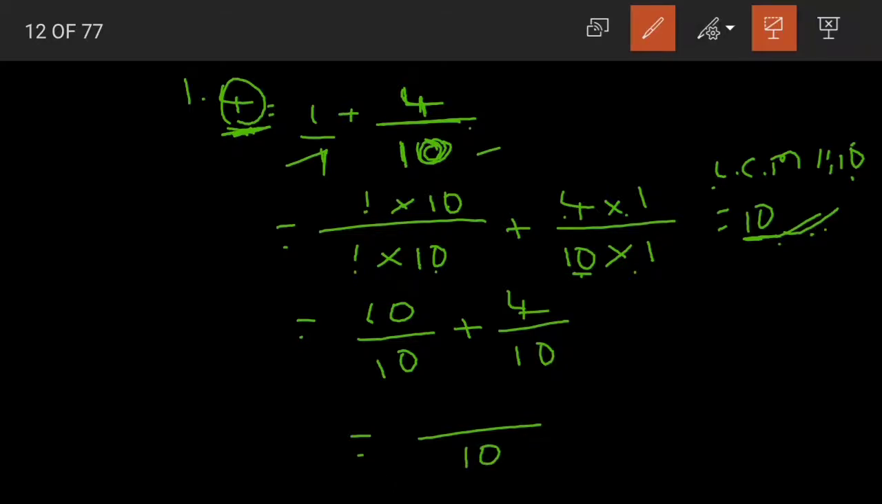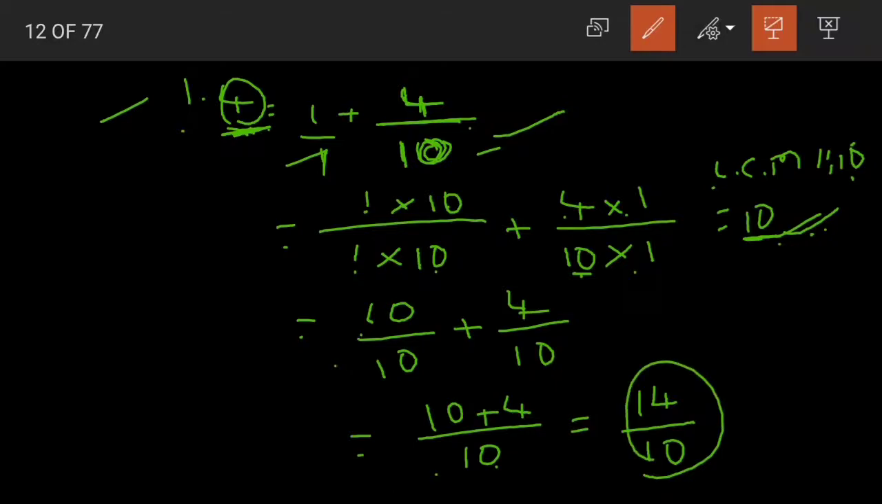How will we add, children? 10 will be the common denominator, adding the numerators. 10 plus 4 is nothing but 14 divided by 10. Understood? See, that is why the chapters fractions and decimals are linked together. While we are converting decimals, we use the fractions. As we apply addition, multiplication, here we have applied addition of fractions, multiplication of fractions. So that is why both are linked together. If you understand the chapter fractions well, you can do the decimal problems also well.